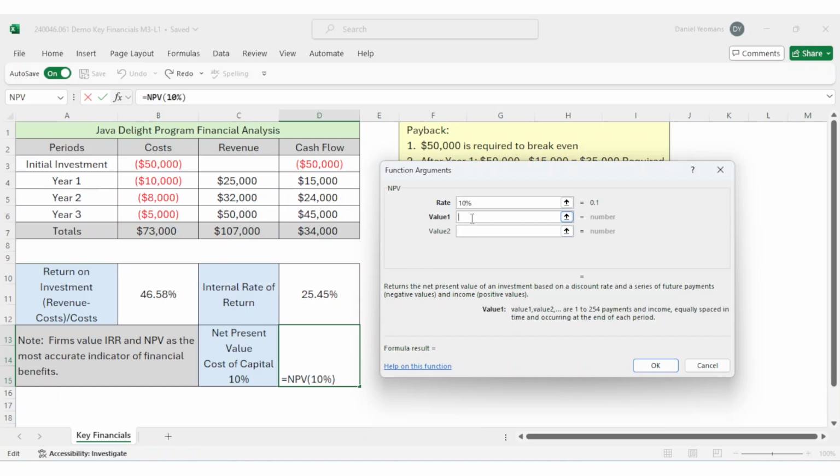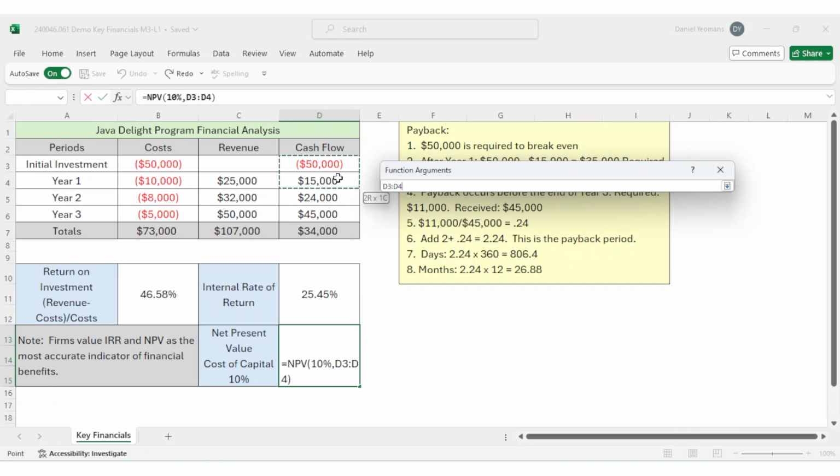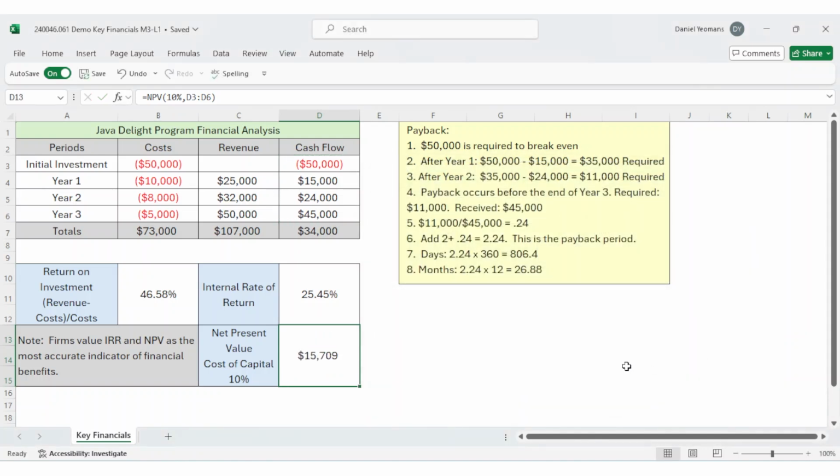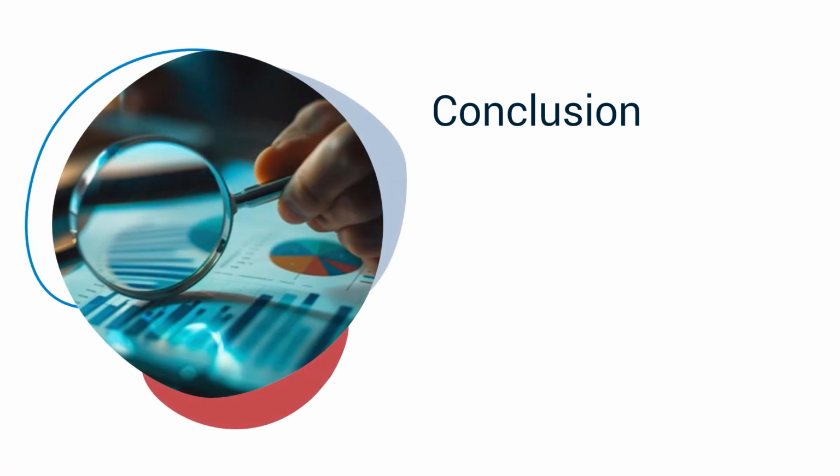Now we go to value 1. Don't be concerned about value 2. As we did for internal rate of return, we capture the cash flow in the final column to include the investment and all of the year 1, 2, and 3 net returns and release. And when we hit OK, we now have our number, net present value, $15,709.